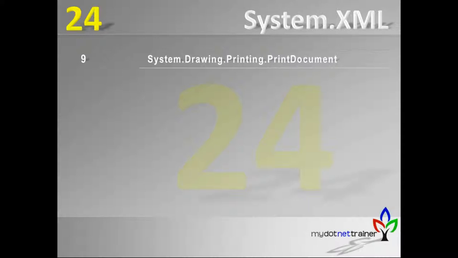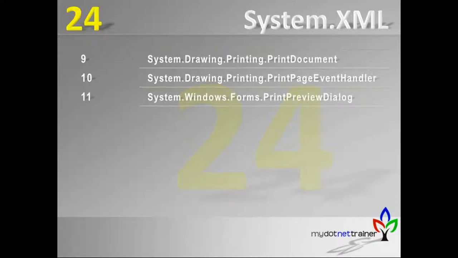And also, we'll extend that to implement print document features by using the System.Drawing.Printing namespace, wherein we use the print document and the print page event handler to handle the printing functionality, along with the print preview dialog and also a print dialog. So we'll see how we can do all of this in WinForms, and also start with an XML overview. Okay, so let's roll off session 24.